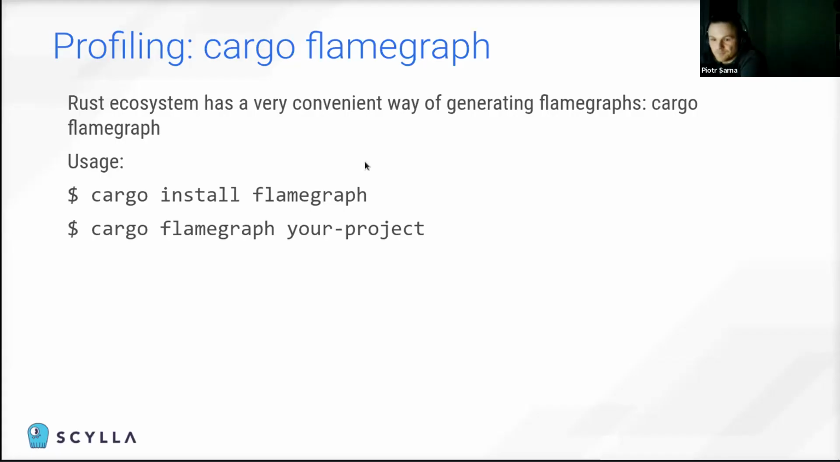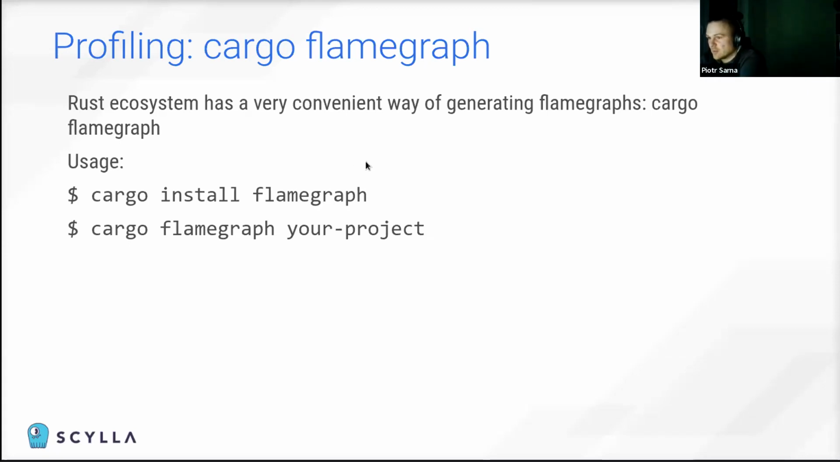Tool number two. Since the Rust ecosystem is all about programmers' ergonomics, it of course also has a one-liner way of generating flame graphs. A flame graph was created and popularized by Brendan Gregg. It's a very neat tool for visualizing stack traces, along with how much CPU time each frame took for the execution of this frame.